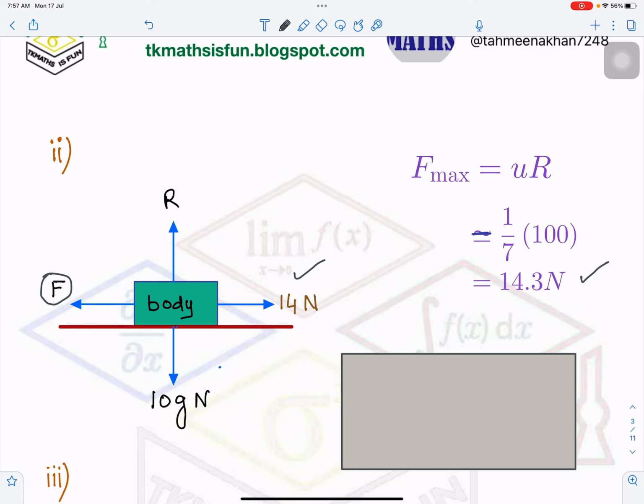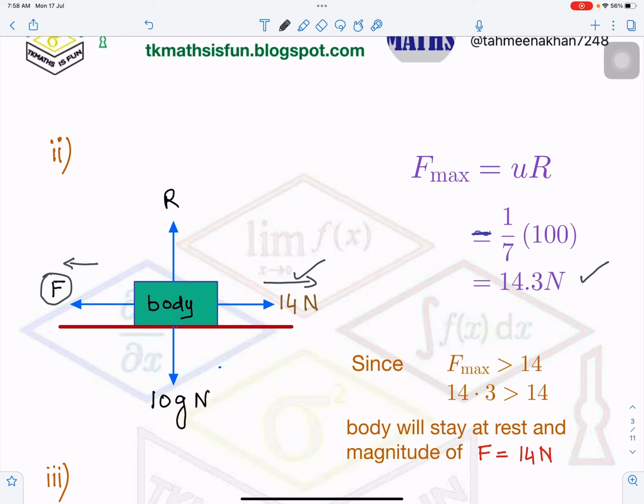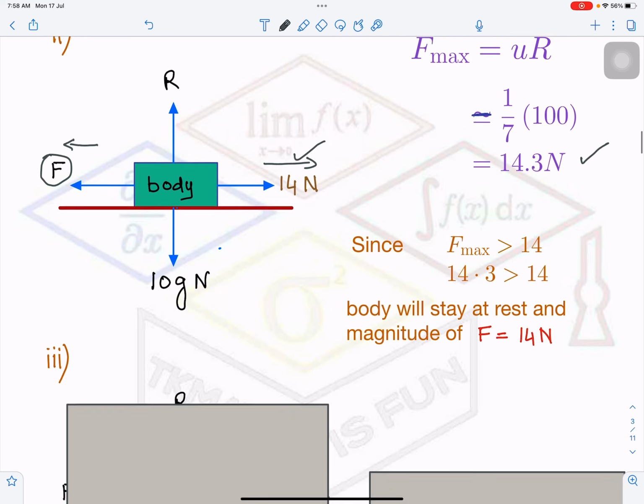Its maximum capacity is 14.3, but is it applying the same Newton force to stop the body or not? What is it applying right now? Only 14, because 14 is being applied to move it. So the frictional force will act only with the magnitude of 14 Newton, right? And the body will remain at rest because the maximum capacity of the frictional force is greater than 14 Newton, right? So the value of F will be 14.